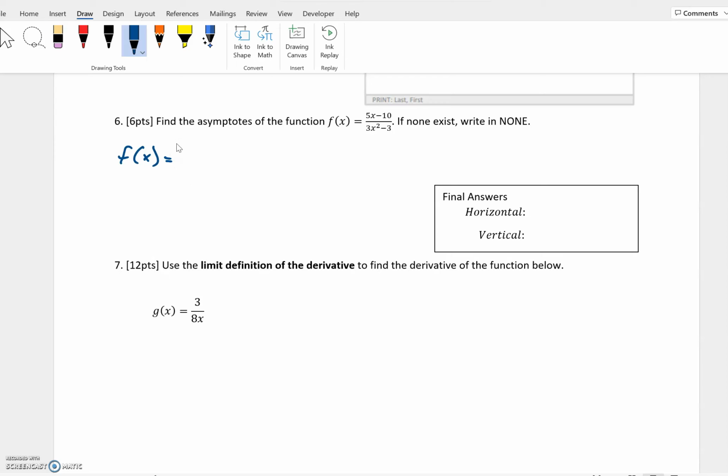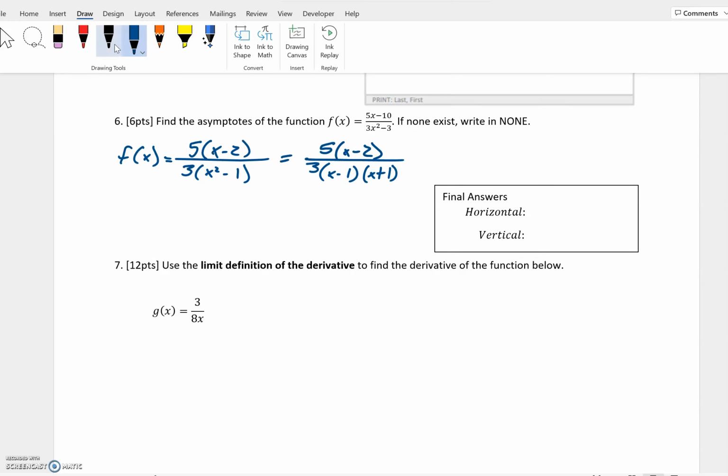because that usually means there's a hole in the graph, not an asymptote. So if I factor the numerator, I'm going to get 5 times x minus 2. If I factor the denominator, well, first of all, I can take the 3 out. So this is x squared minus 1. Again, we get a difference of squares. We use that quite a bit. So 5 times x minus 2, 3 times x minus 1, x plus 1. So sure enough, nothing cancels out here factor-wise.